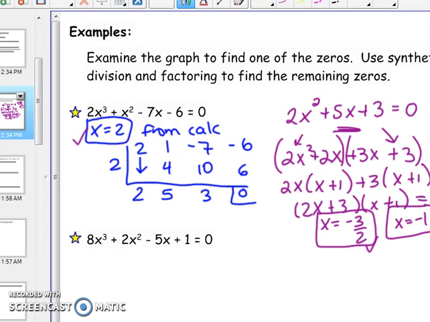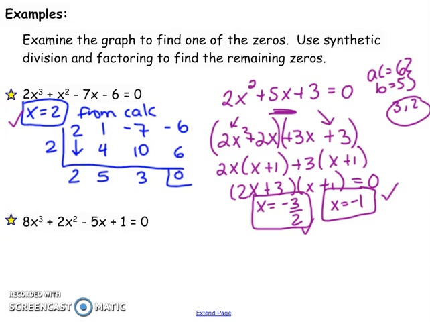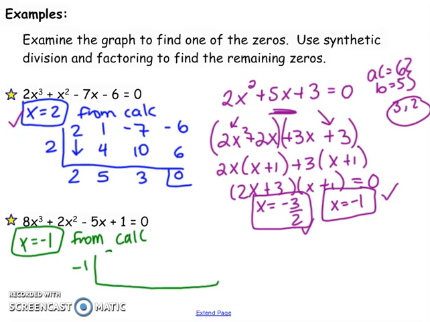So that means I can use that. We're going to have x equals -1 as one of our zeros, and that's from the calculator. So now we're going to use -1 for our synthetic division. So we have 8, 2, -5, and 1.